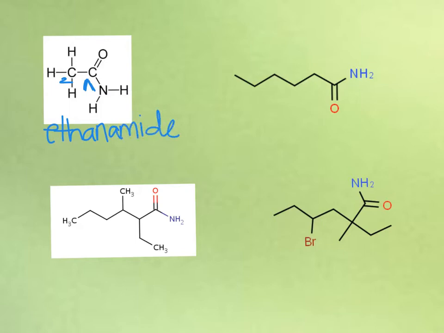Okay, moving over here, we're going to start numbering here at this carbonyl group, 1, 2, 3, 4, 5, and 6. So this is a hexane, but we're going to go hexanamide.